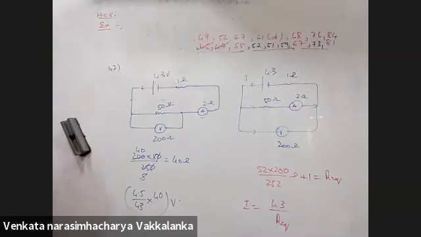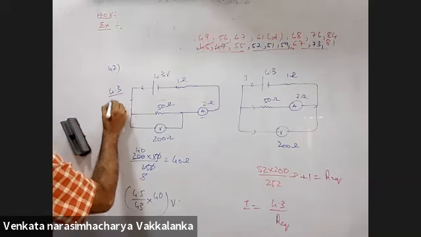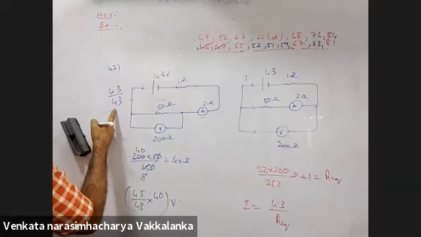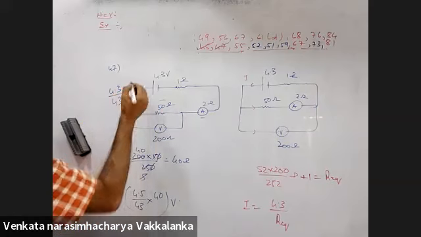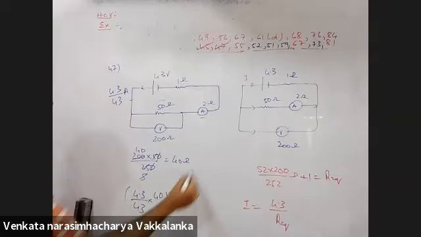Okay. But they got the answer for the first. What do I do? 4.3 by 43. This is 43, yeah. This is the current. Now do the calculation accordingly. 4.3 by 43 into 40 will be the voltmeter reading.